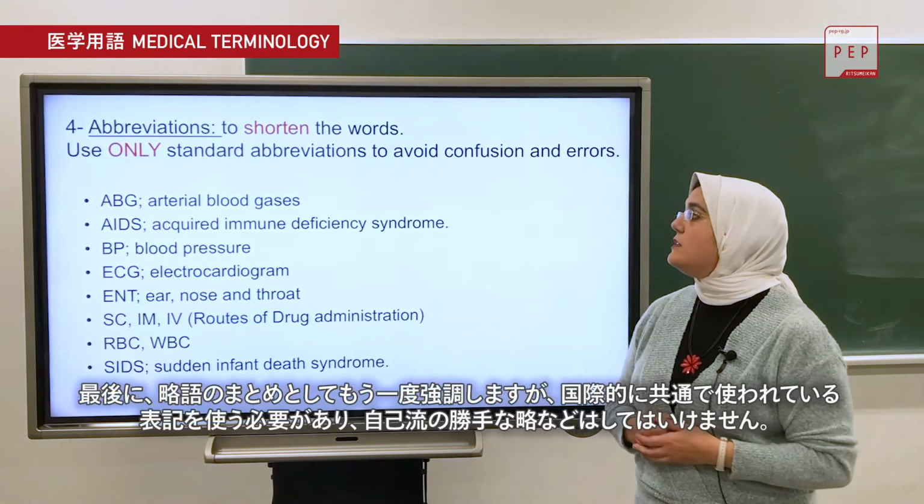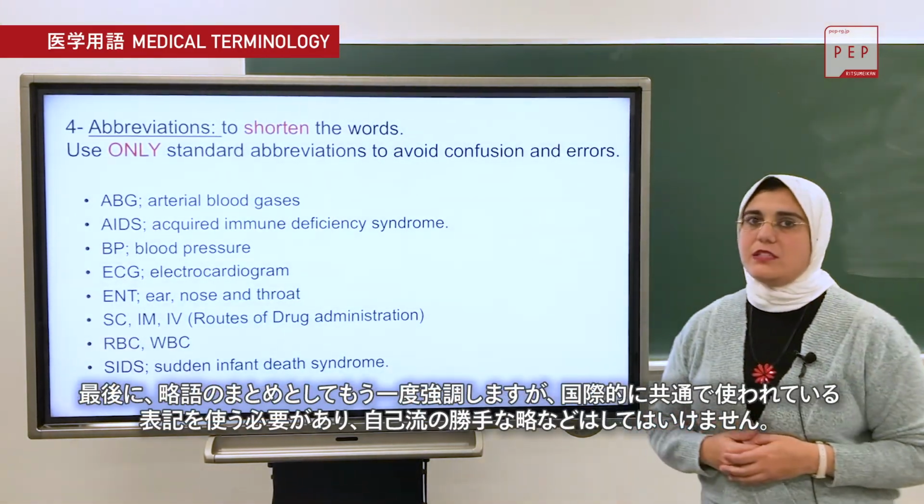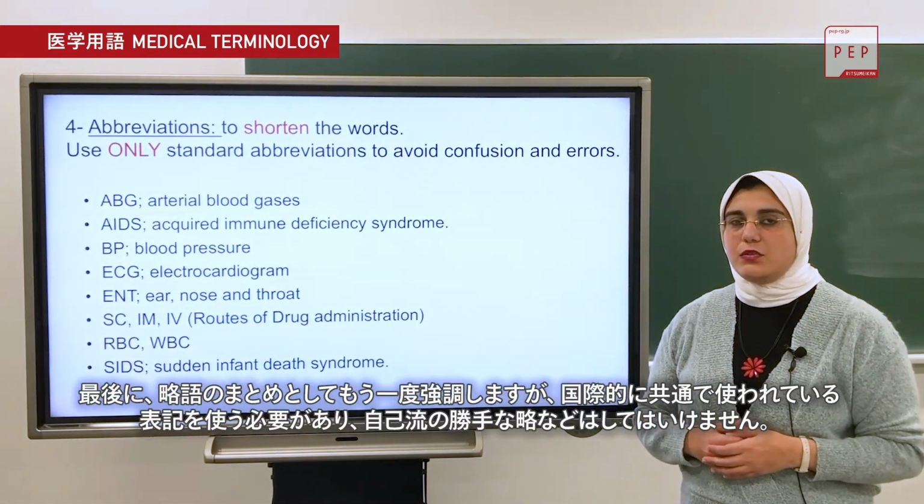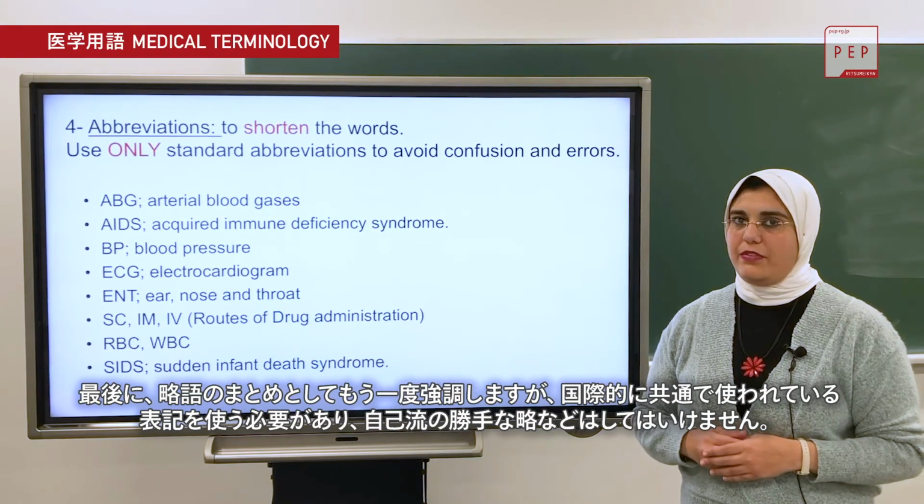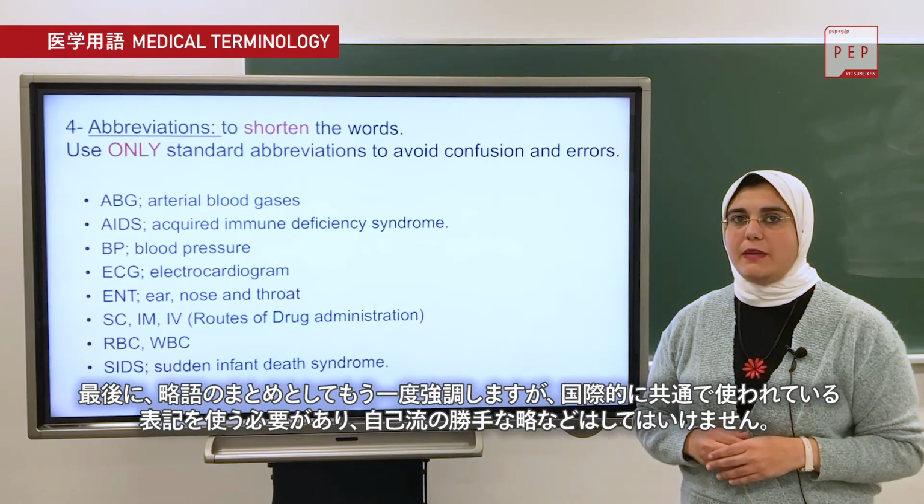So before leaving abbreviations, I want to stress, just use the internationally known abbreviations, not abbreviations made by yourself.